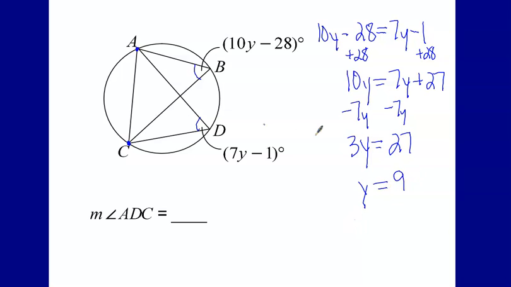So if y equals 9, now I can go back, plug that into ADC. I have 7 times 9, that's going to be 63. Minus 1 is 62. So angle ADC is 62 degrees.